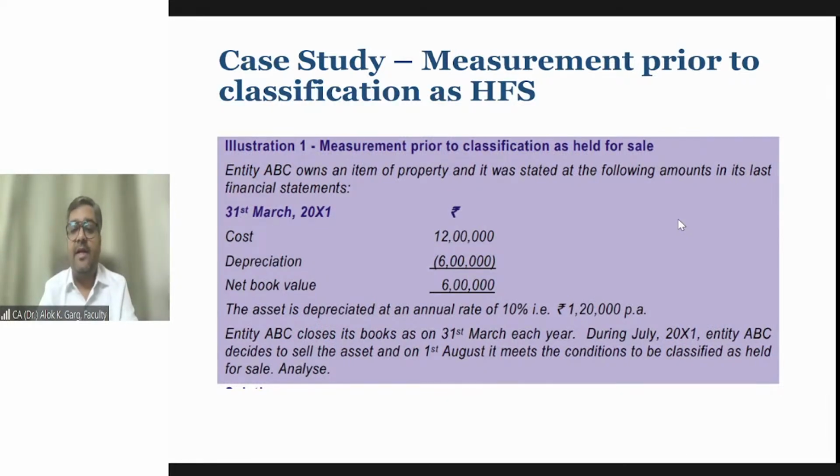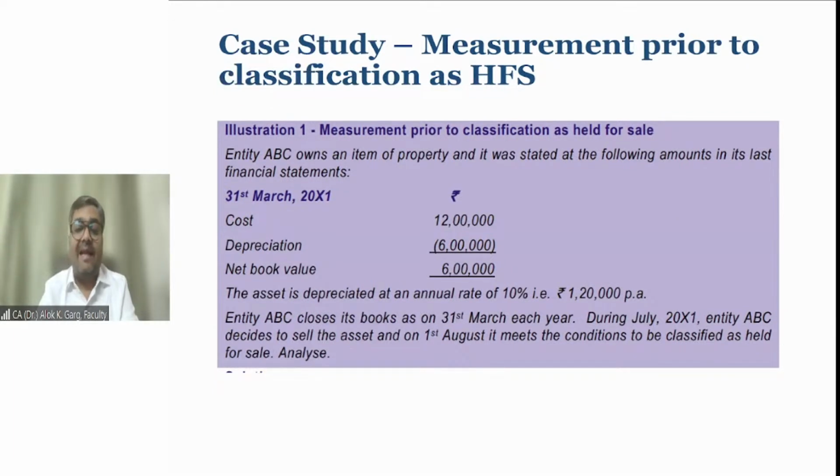You are right, Radhika. It is 40,000. It means what is the carrying value as on 31st July 2001? 6 lakh minus 40,000, which comes out at 5 lakh 60,000. Right? This is the carrying value.